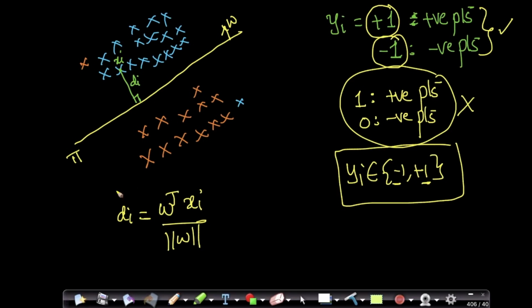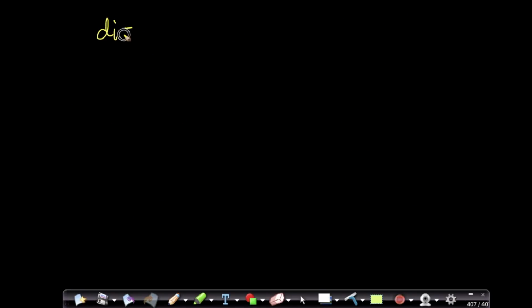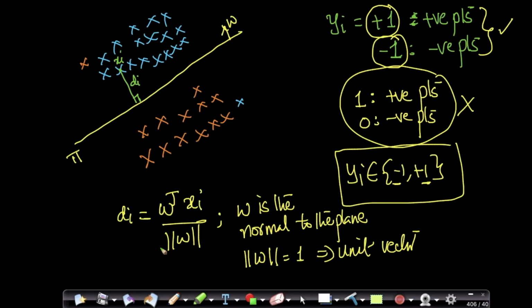We derived this in the basics of linear algebra, right? Now, we are assuming that w is the normal to the plane. That's what we started off with, right? So now let's assume w is a unit vector, that is, the norm of w equals 1. If w is a unit vector, I don't have to worry about the norm of w. Then my distance di is nothing but w transpose xi, because the denominator has become 1, so I can just discard it. So my distance to a point is w transpose xi.